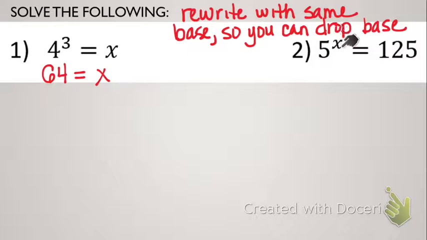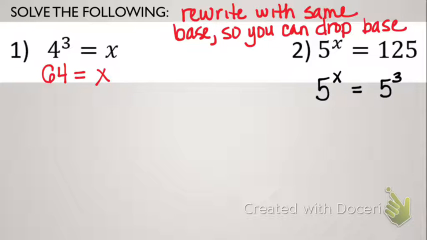So x is in our exponent. We need to rewrite this with the same base. So you need to figure out 5 to the what power is 125. Don't say it out loud. See if you can figure out how to rewrite 125 with a base of 5. So if we can do a rewrite, we can drop it. So 5 to the what power is 125? Third. 5 times 5 times 5 is 125.